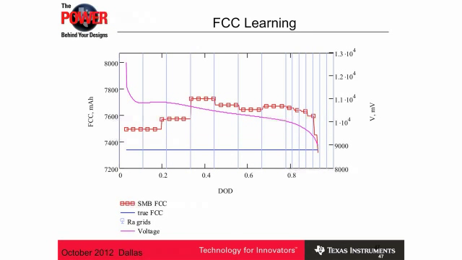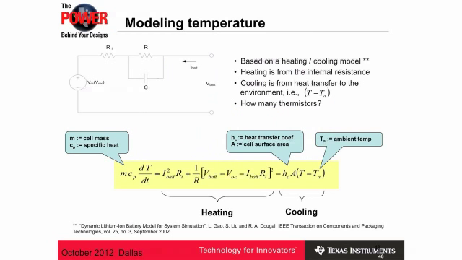Again, we need to model temperature of this battery. And we put this into the impedance track algorithm so that we can predict where the temperature is going to go as we continue on down towards end of discharge.